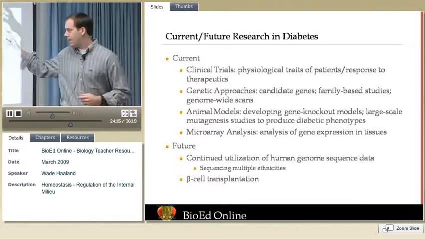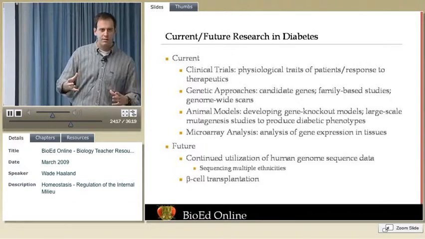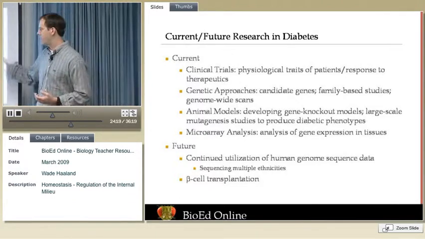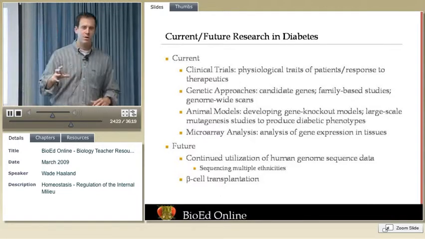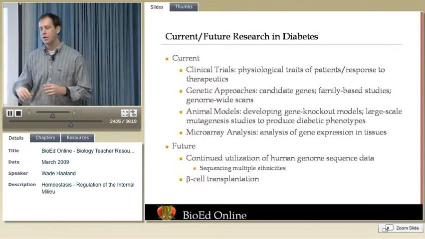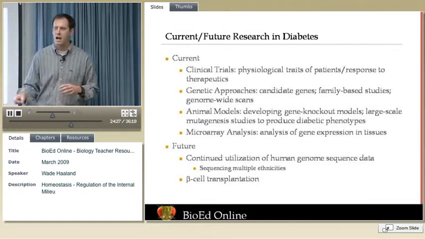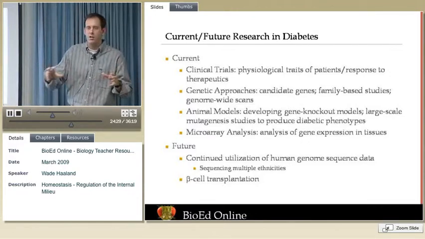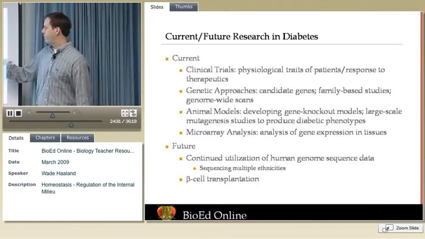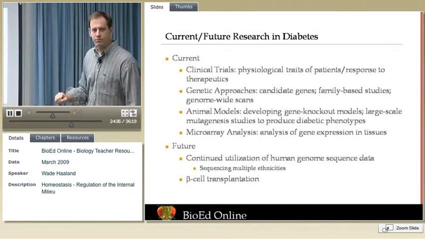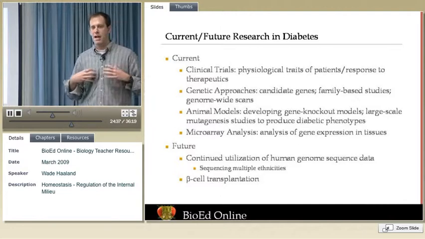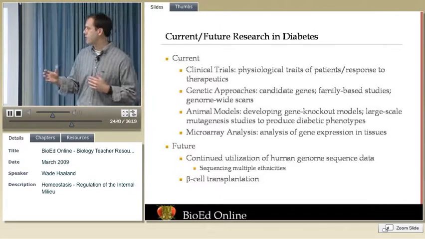But to get to that point, we also need to know a lot about the disease, how it comes about. And so there are genetic approaches. We can look at the function of particular genes that we think are playing a role. We could look at the insulin gene itself, how it's expressed from DNA to RNA to protein. We can do family-based studies. That's an important way of determining how diabetes is passed from one generation to the next.